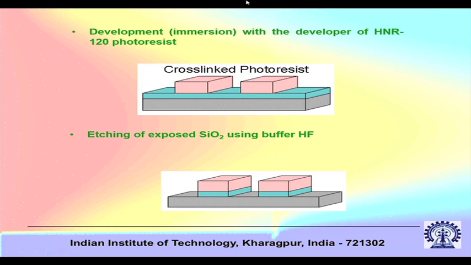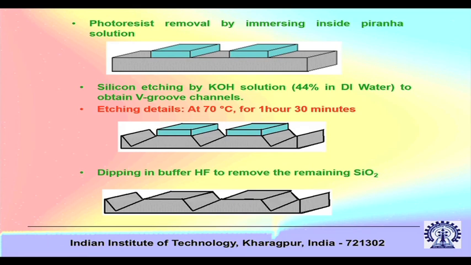So you have the cross-linked photoresist, then etching of the exposed SiO2 using buffer HF. Whatever is the exposed blue colored region, that SiO2 is now gone with etching with buffer HF. Then the photoresist itself is removed. The pink colored material, the cross-linked photoresist, is removed by immersing inside a solution called Piranha solution.